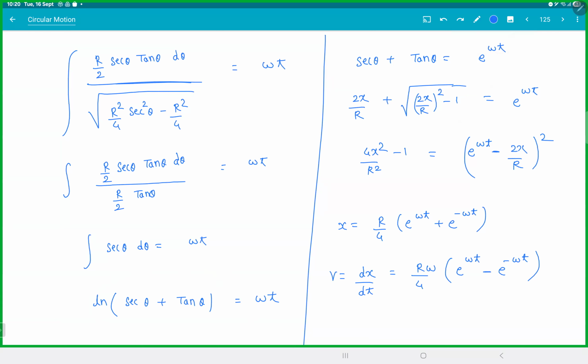Yeah. So we could have directly transposed the e to that side and used sec theta plus tan theta and sec theta minus tan theta. So we got sec theta plus tan theta. Now the reciprocal is, obviously, e raised to minus omega t, because it is 1.